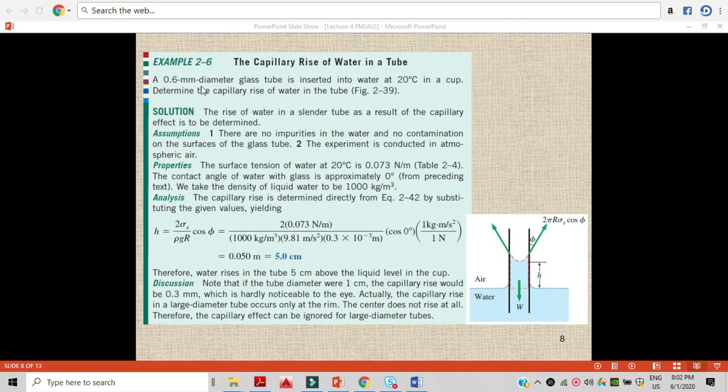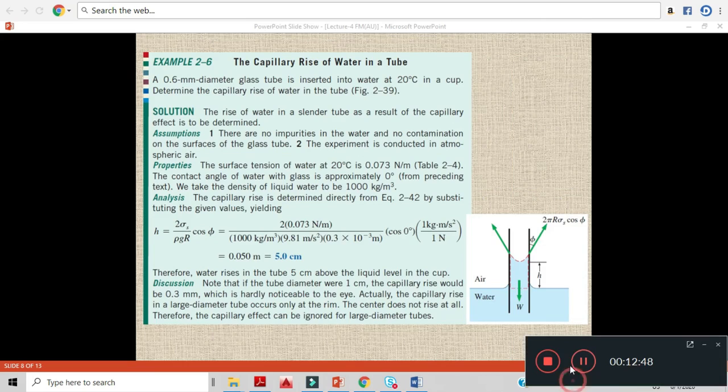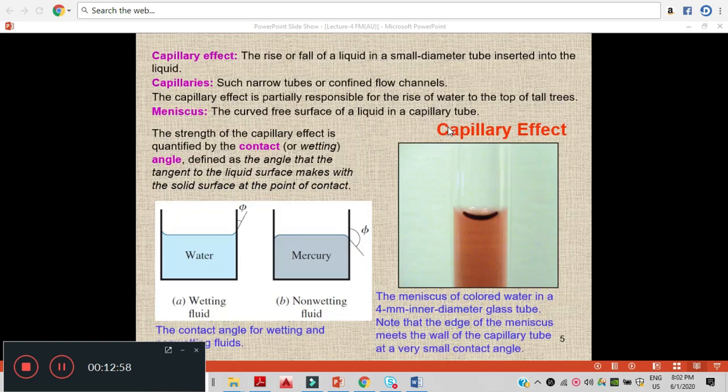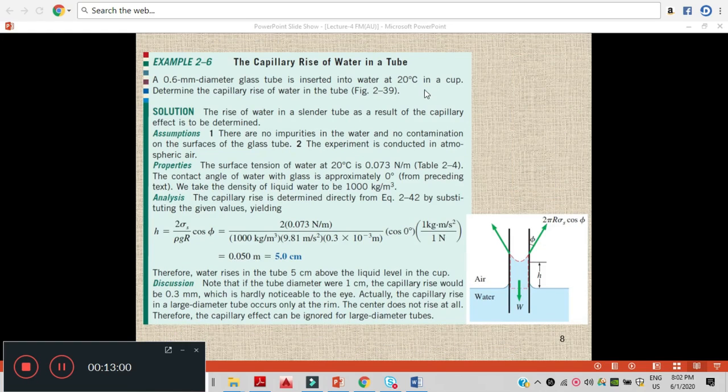A 0.6 mm diameter glass tube is inserted into water at 20 degree centigrade. This is very important, because surface tension is a function of temperature, so it must be mentioned. In a cup, determine the capillary rise of water in the tube. So we have to find out the capillary rise in the 0.6 mm diameter tube.